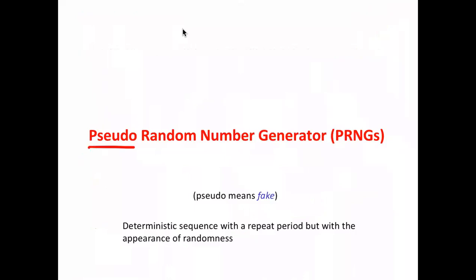pseudo, which is nothing but pseudo means fake. But it should give the appearance of a random number generator. So to a naked eye like you, when you're watching the output of a pseudo random generator, it should look like a random number generator. But note that because it's generated through an algorithm, it's always deterministic.